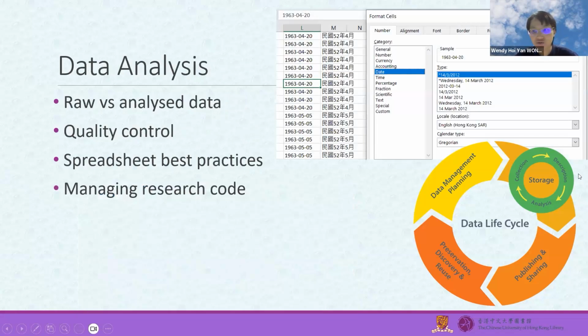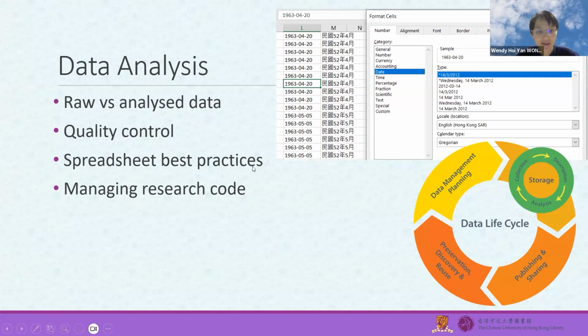If you have to analyze your data, that is the green ring, the analysis part. Think carefully whether you are using the raw data for data analysis, or you would like to use some massaged or even analyzed data for data sharing or data reuse. And the quality control: will you clean up your data? How do you clean your data? For example, by using the software called OpenRefine for data cleaning.